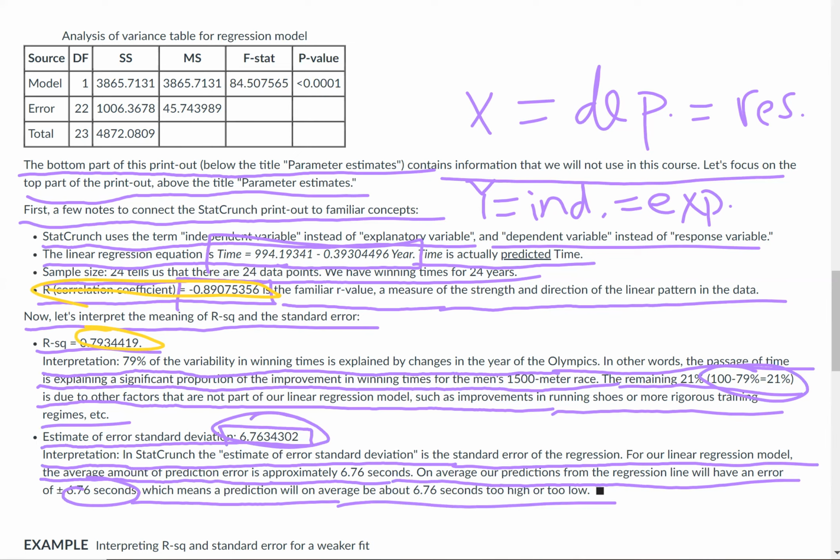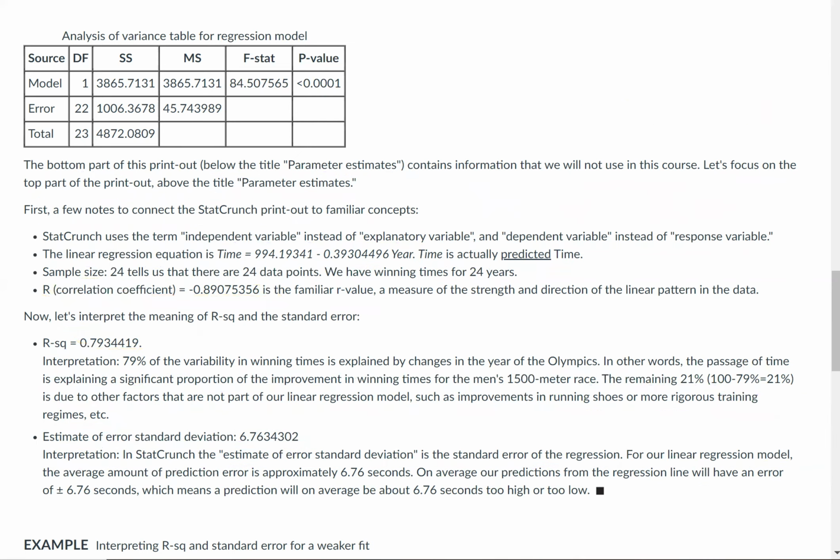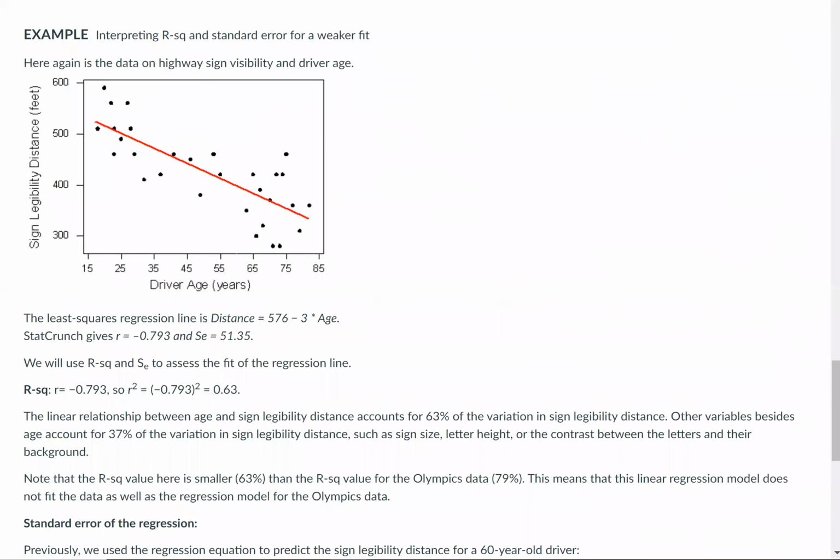Too high or too low, they kind of, yeah. It doesn't account for high or low. It just means if they're that far away on average. It doesn't matter what direction, some direction.